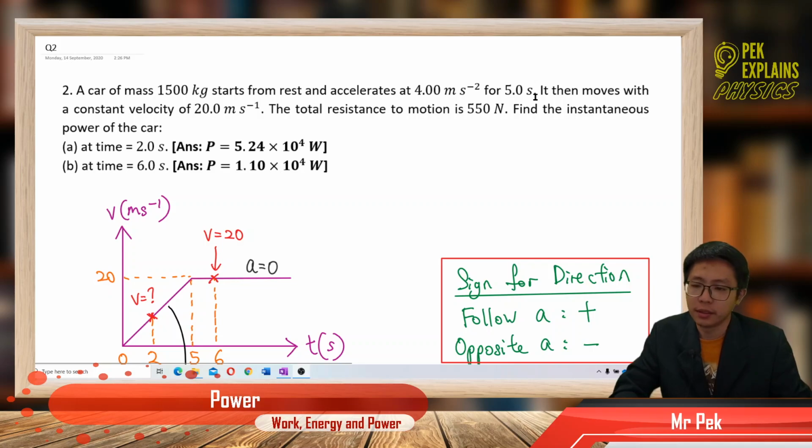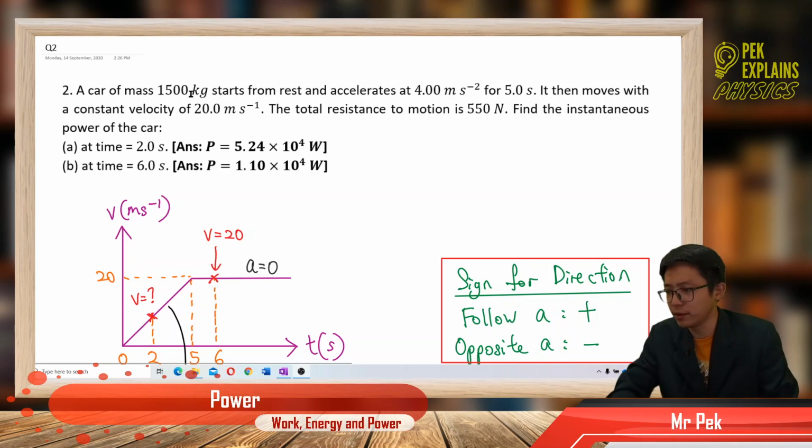for 5 seconds. It then moves with a constant velocity of 20 meters per second. The total resistance to motion is 550 Newton. Find the instantaneous power of the car at time 2 seconds and also at time 6 seconds.